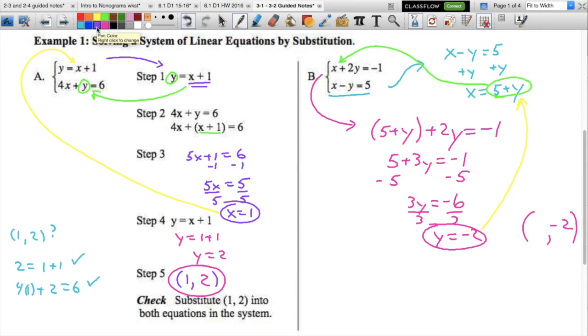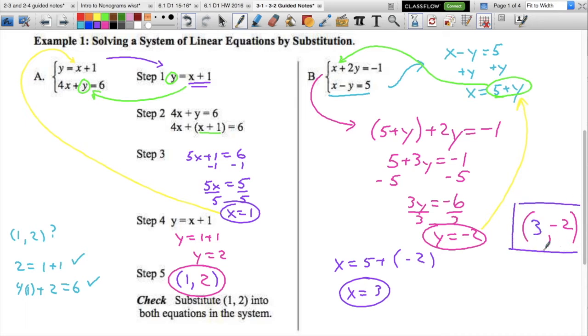So we say x equals 5 plus y. Well, y is -2. And 5 and -2 make what? Okay, so we got our y coordinate, we got our x coordinate, and you should write it in an ordered pair like so. This is our final answer. You check your answer by plugging them back in here. If I put a 3 in there and a -2 in there, I get 3 plus 2 times -2 is -4. 3 plus -4 is -1, very good. And then 3 in here minus a -2, 3 minus -2 is 5.